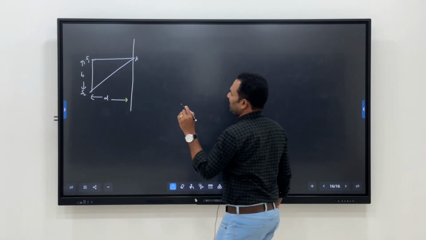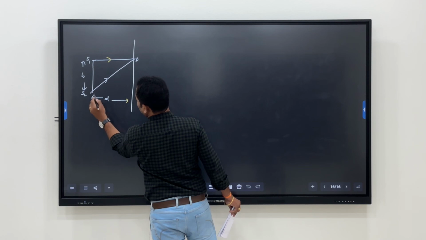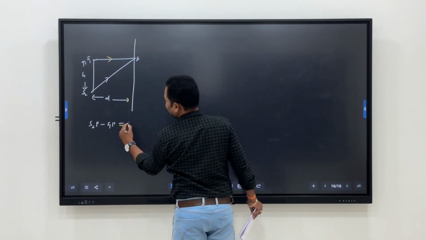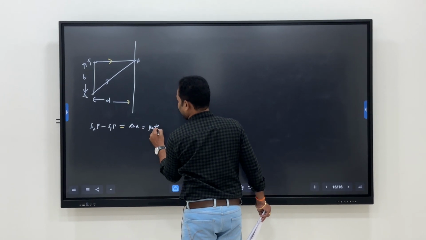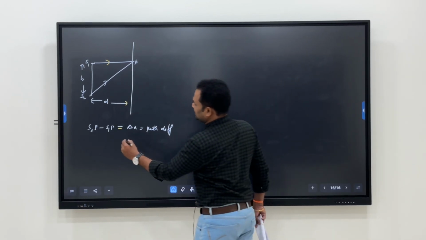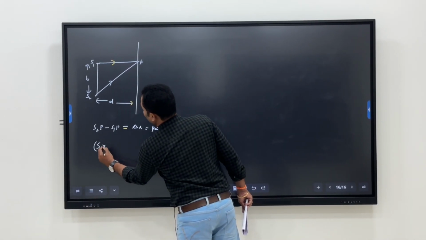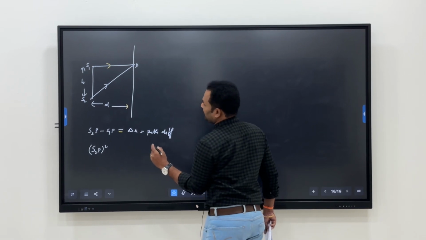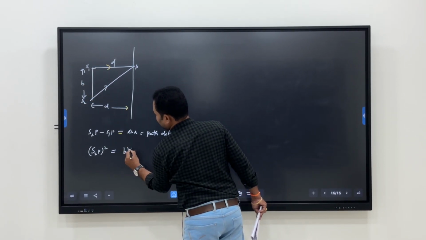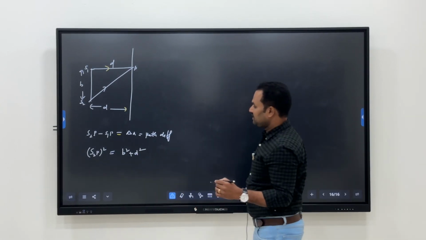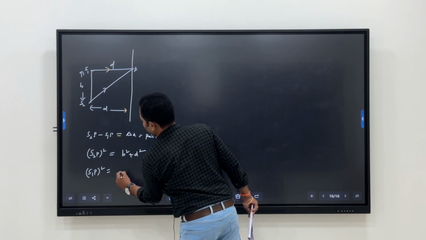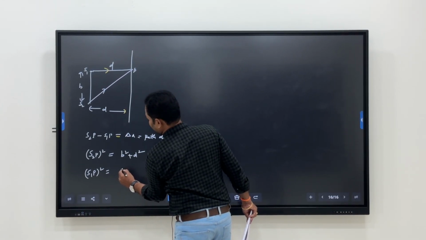Now the path difference: S2 is more, S1 is less. Delta x is the path difference, S2P minus S1P. So S2P square is equal to b square plus D square, and S1P whole square is D square.